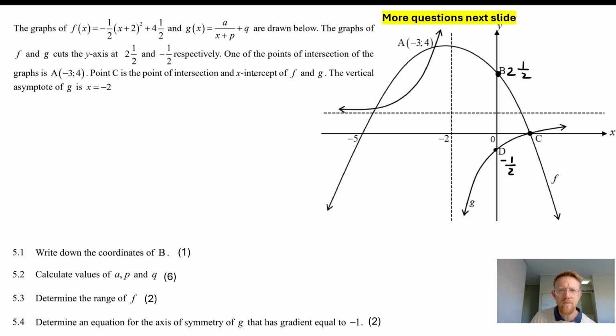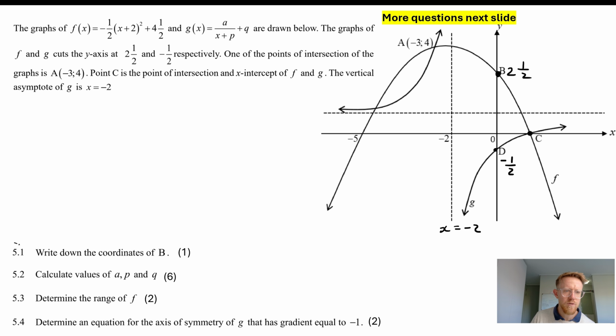Okay, one of the points of intersection of the graphs is A, which we can see over there. Point C is the point of intersection of the x-intercept of f and g, and then the vertical asymptote of g is x equals minus 2. Okay, so we've got this at x equals minus 2.